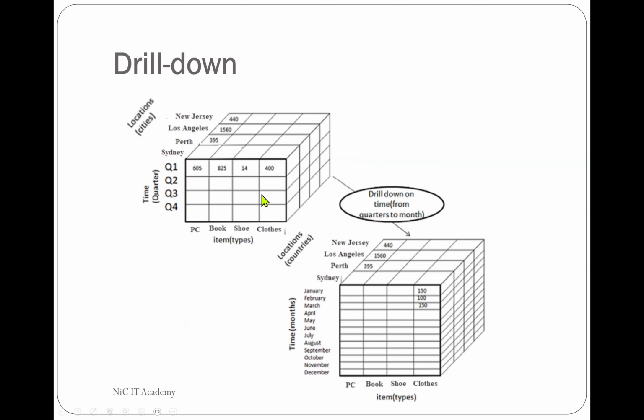If you see here, this is Q1, Q2, Q3, Q4. We are viewing the data. So if you add 400, this 400 is this one, 150, 100, 150. So we are splitting that data. So that is nothing but drill down. So these are the operations we will perform in the data warehousing environment based on the data model.